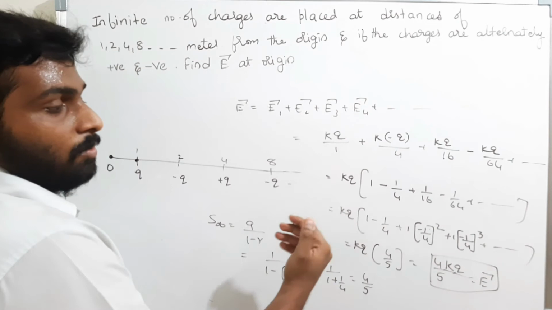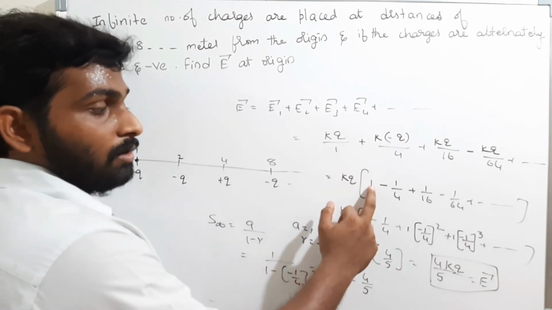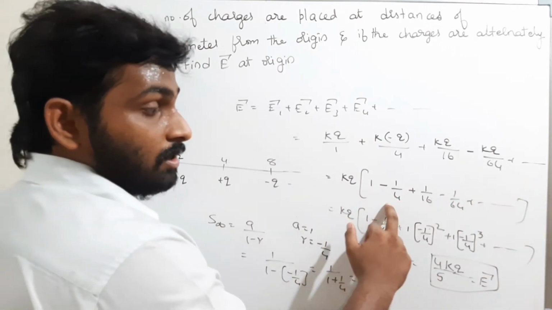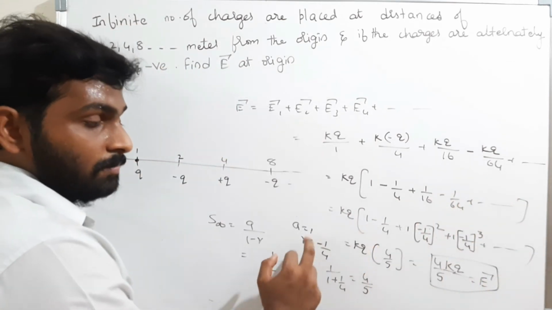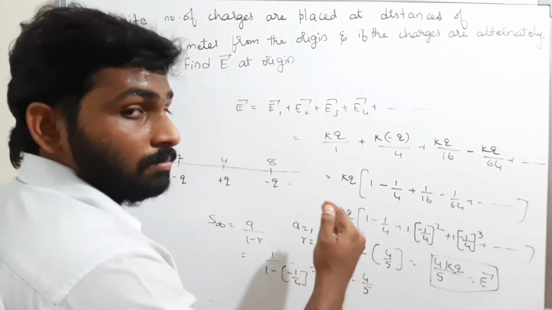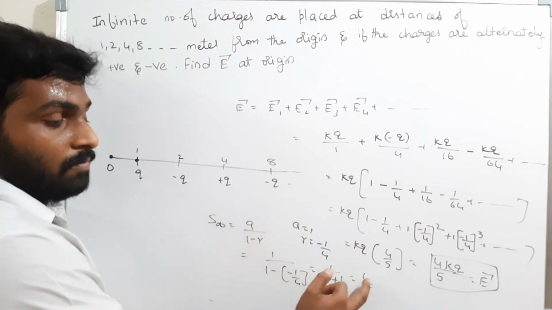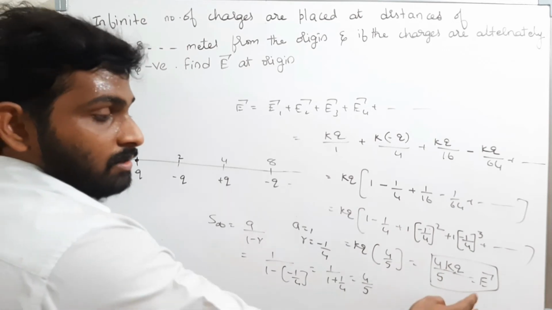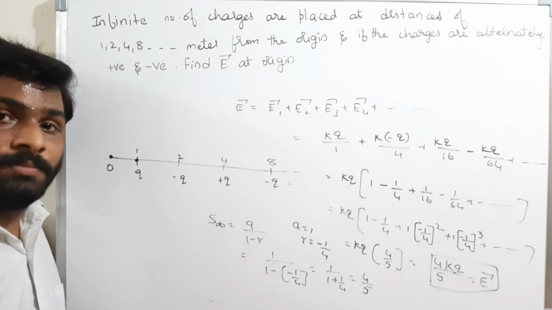Now I am taking KQ common, where K is the constant and Q is the charge. Now I will get 1 minus 1 by 4 plus 1 by 16 minus 1 by 64. Now it is in the form of a geometric progression. The first term is 1 and the common ratio I got is minus 1 by 4. That means the sum of a geometric progression till infinity. The formula is a by 1 minus r. Now I got 4 by 5. So what is the final answer? The electric field is 4 by 5 KQ. I think this question is clear. Okay, now we'll see the next question.